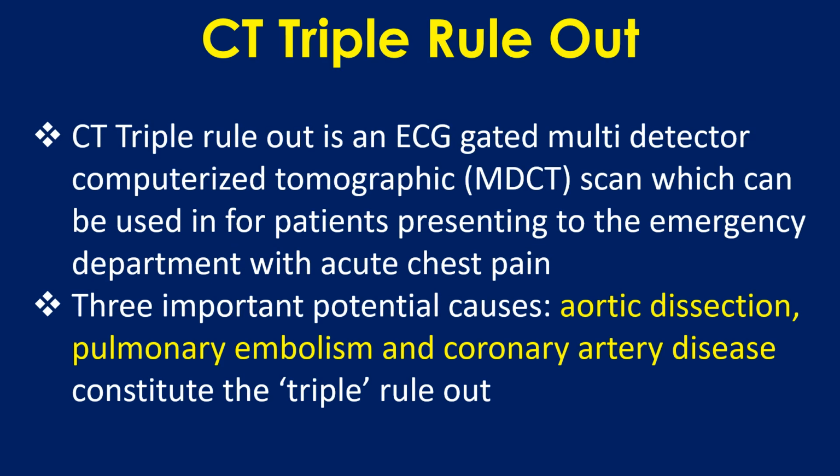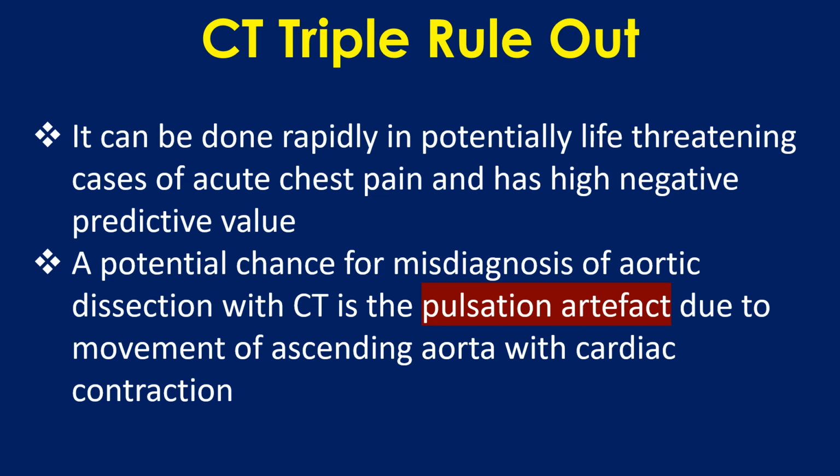CT triple rule out is an ECG gated multi-detector computerized tomographic scan which can be used for patients presenting to the emergency department with acute chest pain. Three important potential causes: aortic dissection, pulmonary embolism, and coronary artery disease constitute the triple rule out. It can be done rapidly in potentially life-threatening cases of acute chest pain and has high negative predictive value.